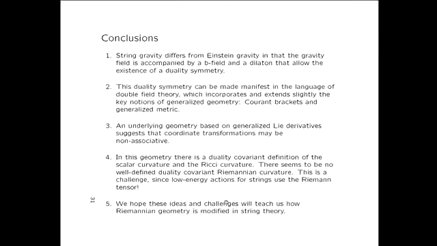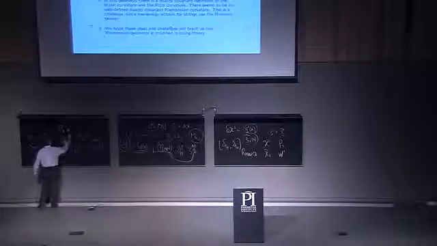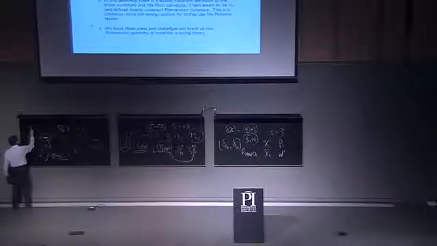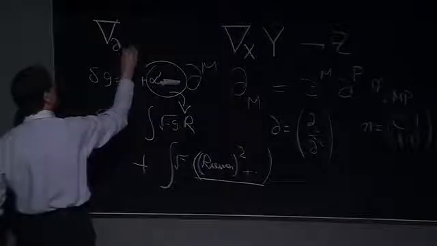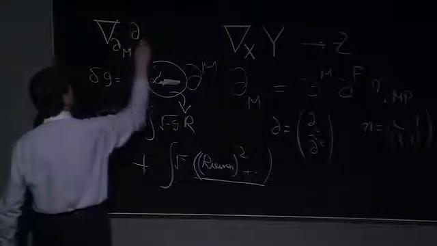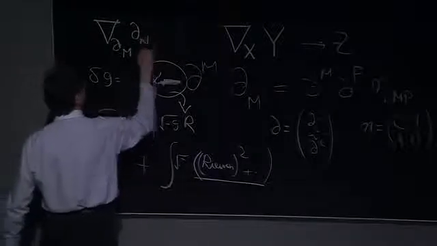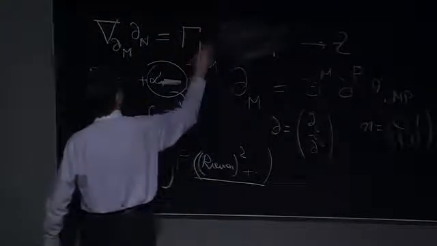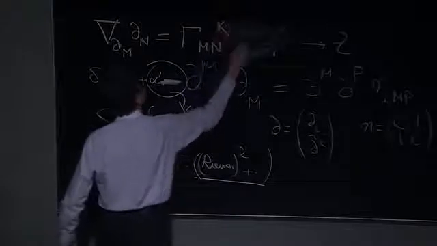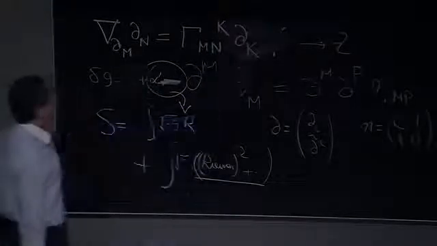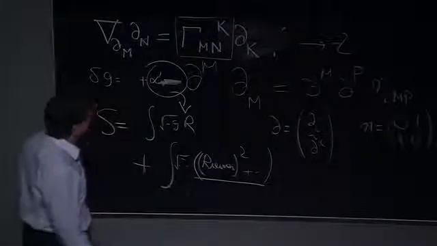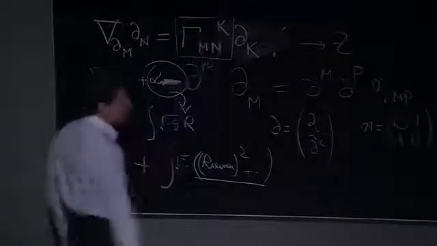A connection, mathematicians, the way they write it, is a little abstract. You have a vector field, and this acts on another vector field to give you a vector field. So the way we would define it is you say D along the vector field in the direction M, acting on the vector field in the direction N, is equal to gamma M N K in direction K. That is the usual definition in which basically we use a Christoffel connection with indices that are indices of the double coordinates.